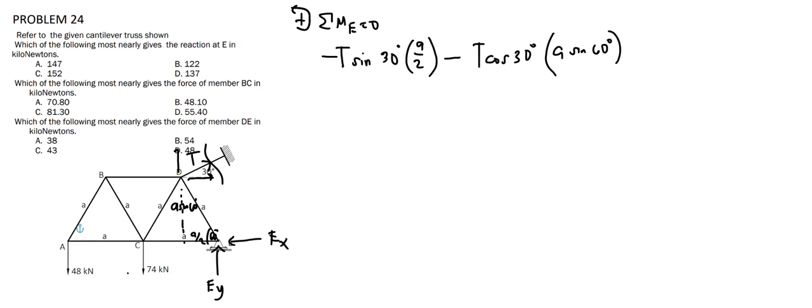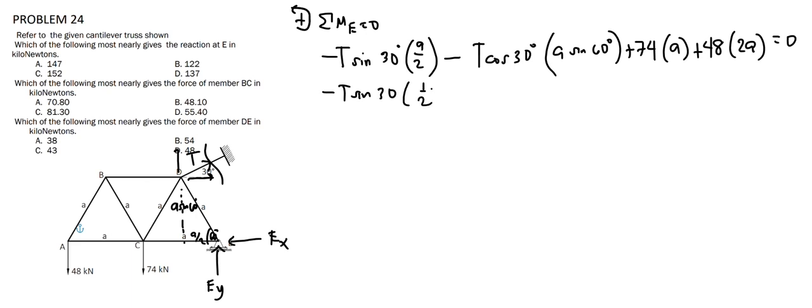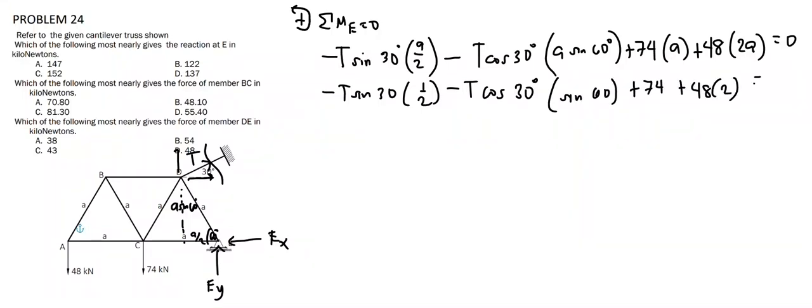And then we have the force of 74 that would induce a counterclockwise moment, so it is positive, multiplied by the moment arm distance of A, and for the 48 kilonewton force, it has a moment arm distance of 2A, equal to 0. And dividing this equation by a common factor of A, we get negative T sine of 30 degrees times 1/2 minus T cosine 30 degrees times sine of 60 degrees plus 74 plus 48 times 2 equal to 0. And we can solve for T by using our calculator.